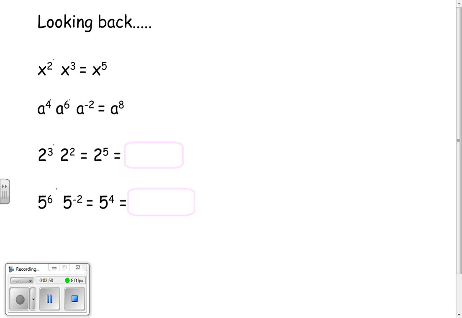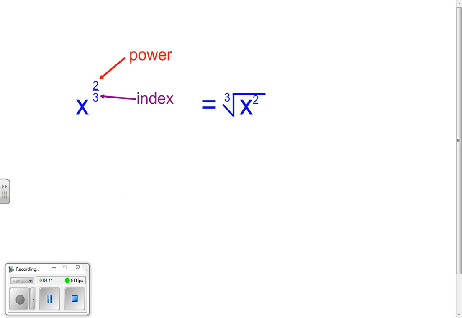2 cubed times 2 squared equals 2 to the 5th, which is the same as 32. And 5 to the 6th times 5 to the negative 2nd is 5 to the 4th, which is the same as 625. So you add exponents when multiplying.